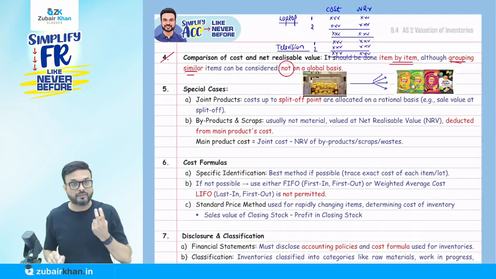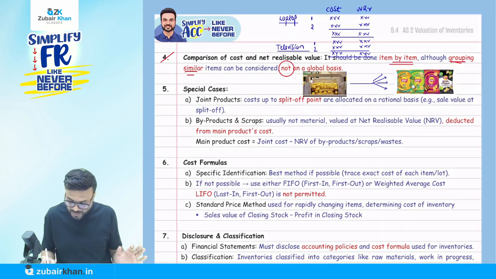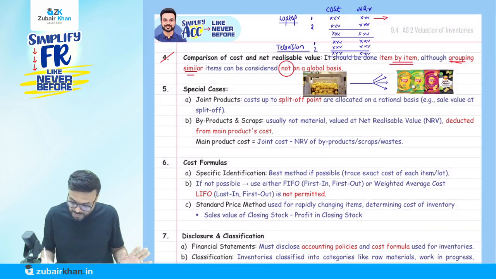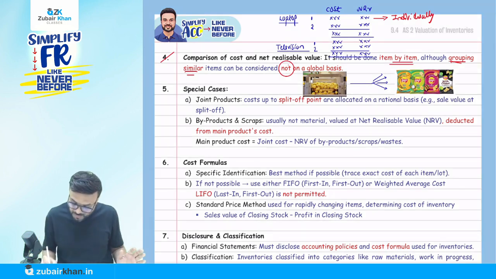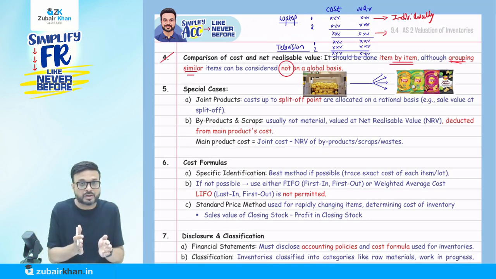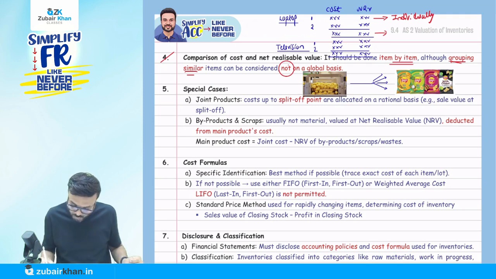Suppose in my shop I have 2 items, laptop and television. When I say laptop, I can compare individually like this. I have laptops from two different companies. So individually it is allowed. I can compare the cost, no problem. It is also allowed for similar items, like laptops of different companies. I can club the cost of all the items and club the NRV of all the laptops, and this grouping of similar items is also allowed.